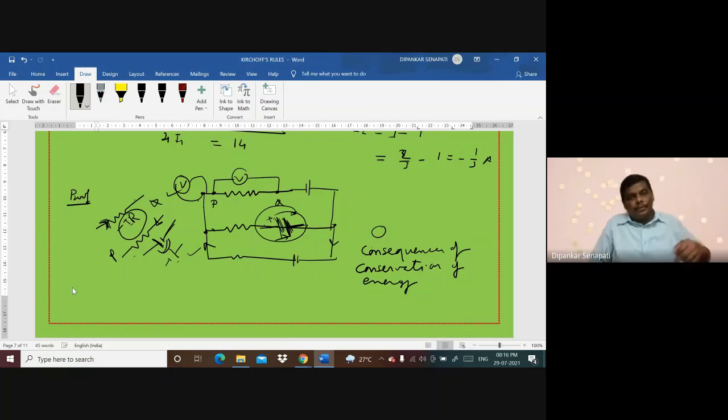So for a closed loop, we just have to calculate the changes in potential and sum them up, and that is equal to zero. This is Kirchhoff's second law. I hope you will be able to solve different problems using this law. Thank you very much.